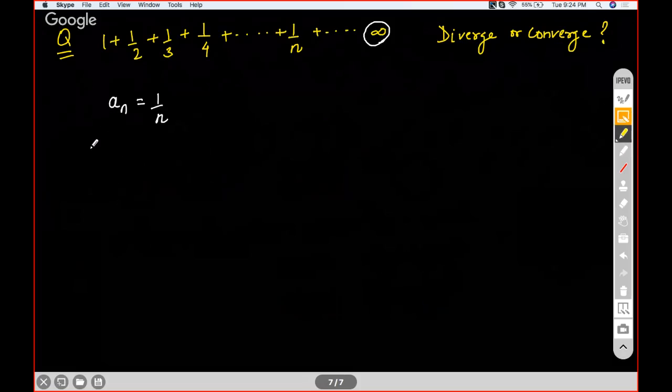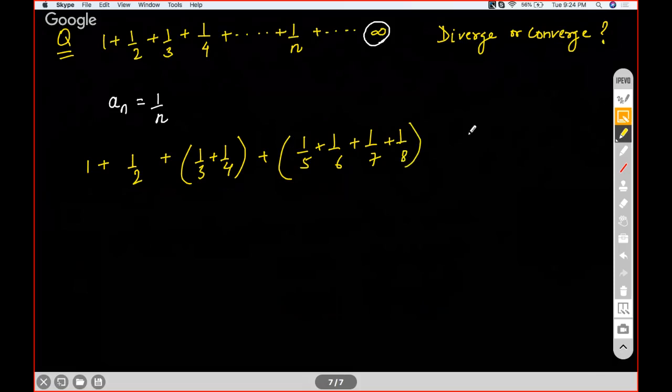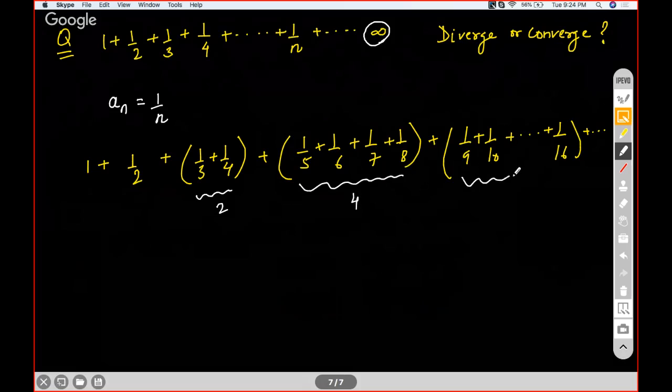Now see here my logic. What I'm going to do is make this entire series like this. I'm going to make groups like this, not pairs. This group has 2 elements. This group has 4 elements, then 8, 16, and so on. Now let these two terms be as such.